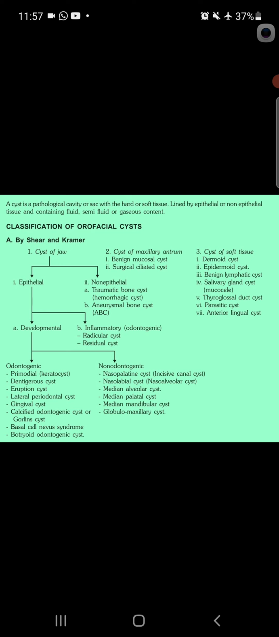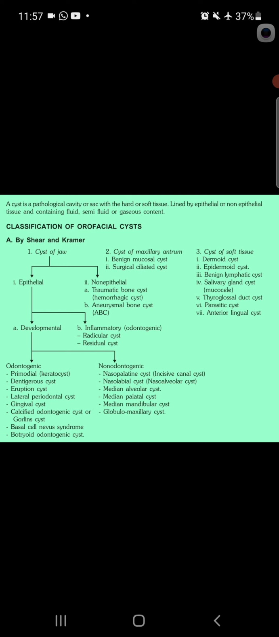Second is the dentigerous cyst, which is formed around an impacted third molar. Next is the eruption cyst, when our tooth erupts and the cyst is formed around that tooth. Next is the lateral periodontal cyst, which develops in the periodontal region, lateral to the tooth. Next is the gingival cyst, which arises in the gingiva. Next is the calcifying odontogenic cyst or Gorlin cyst. Next is the basal cell nevus syndrome, and next is the botryoid odontogenic cyst.